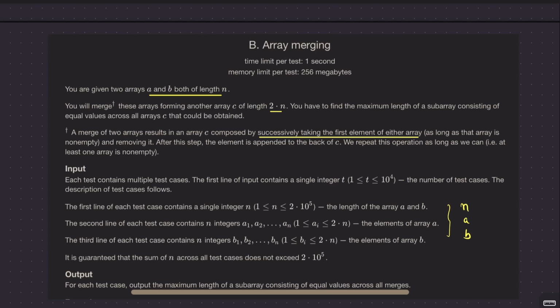Let's solve this question, array merging. So I'll summarize the question for you. The question is pretty simple. You are given two arrays of the same length n, and you want to merge them into an array C of length 2n. That is, you want to use all the elements of A and B. The way merging works, as they have explained here, is pretty simple.